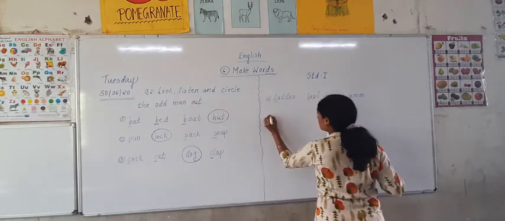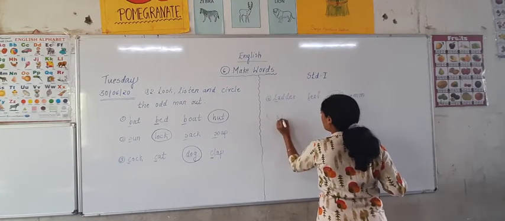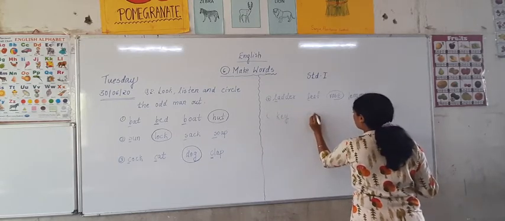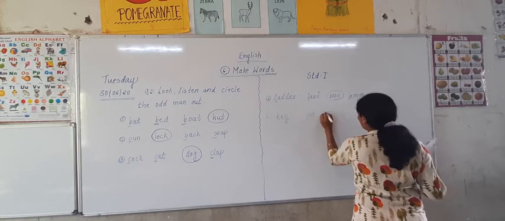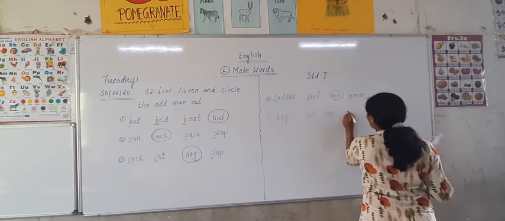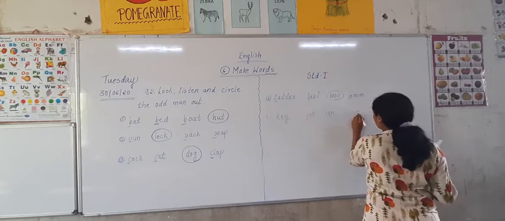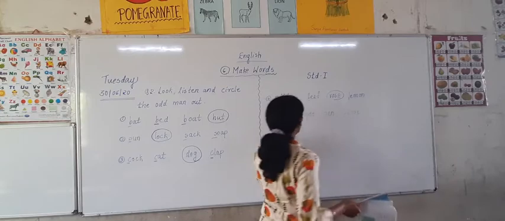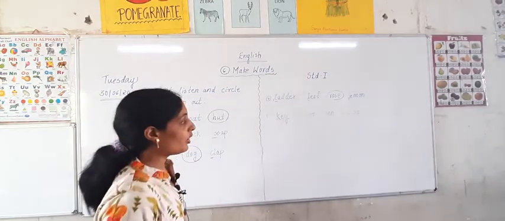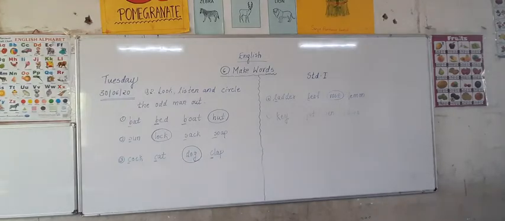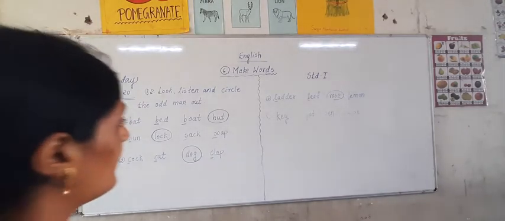The fifth example is KEY, key, POT, pot, PEN, pen, and PURSE, purse. Can you see?